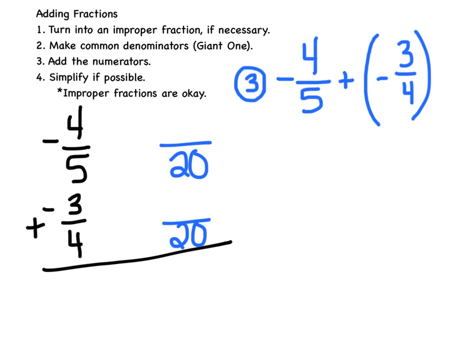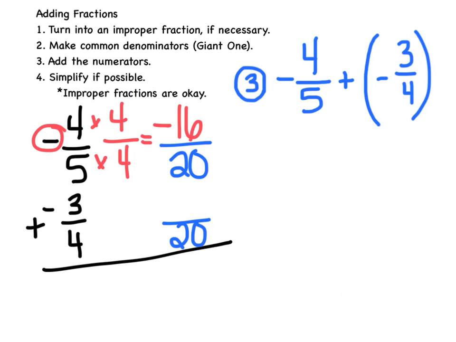So how do I get from 5 to 20? Well, I have to multiply by 4. If I do it to the bottom, I have to do it to the top. There's my giant 1. And I get 16/20. Don't forget to bring over that negative from over here.